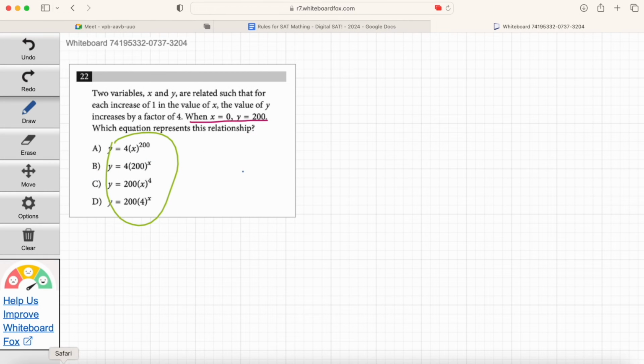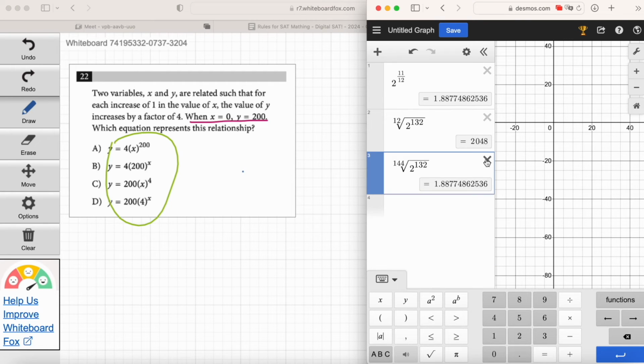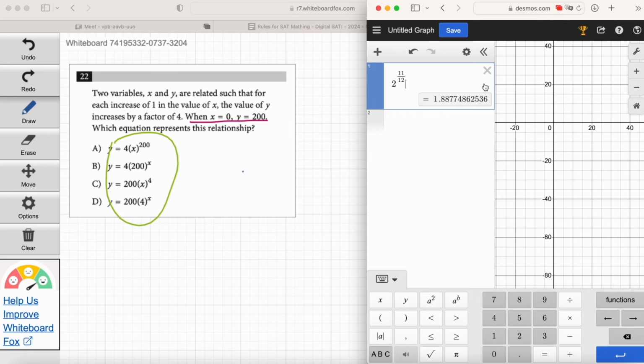Let's just use Desmos. Let me clear this out, and we're going to punch this in. So it's going to be 4 times, and what's our x value again? 0. 4 times 0 to the power of 200. And what does that give us? 0. So what do you think about answer choice A? No, right? Because the right answer's got to give us 200 for y. That's not A. Just arithmetic.